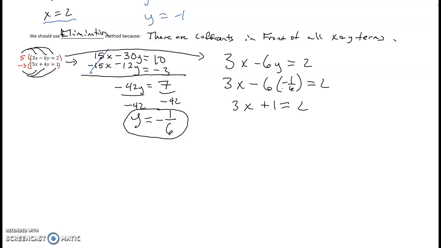Again, they're going to cancel. The 1/6 is 6, and a negative times a negative is a positive. Now we're going to move the 1 over, and we're going to get 3x is equal to 2 minus 1, which is 1. Divide both sides by 3, and we get x is equal to 1/3. So the solution to this system of equations is x is 1/3 and y is -1/6.